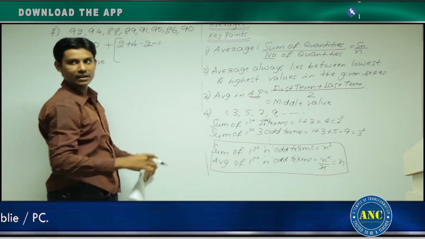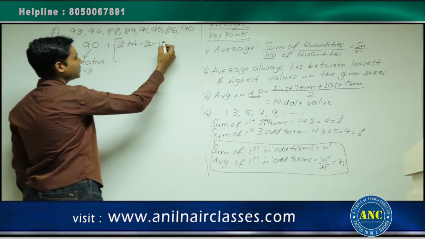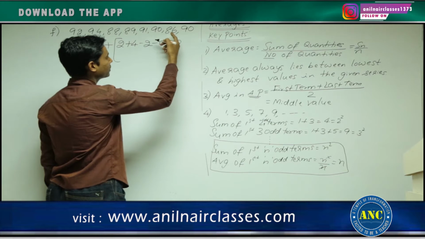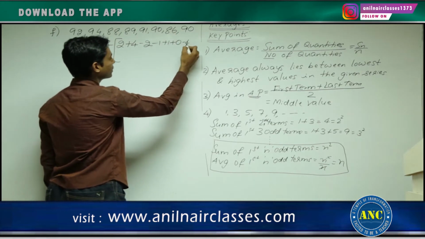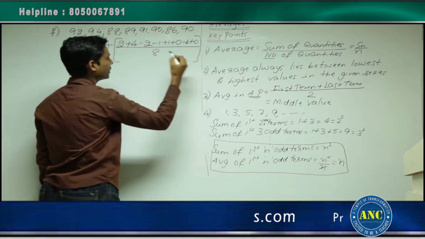I think you are understanding, right, how I am writing all these values? What should be the values for this one? 91 is plus 1. 90 is 0 units more than 90, so it is plus 0. 86 is 4 units less. 90 is 0. Whole thing divided by 8 terms.